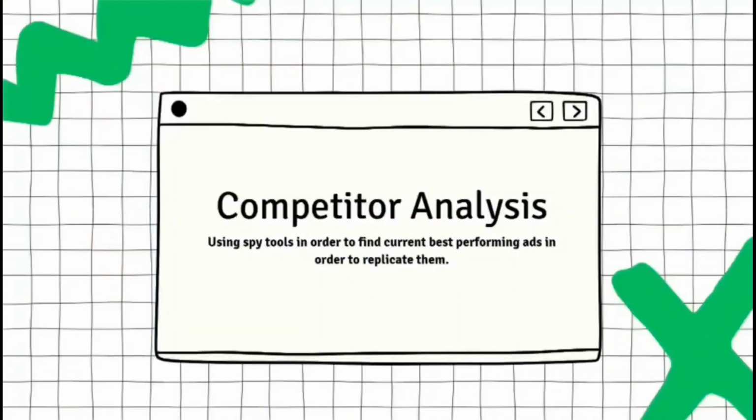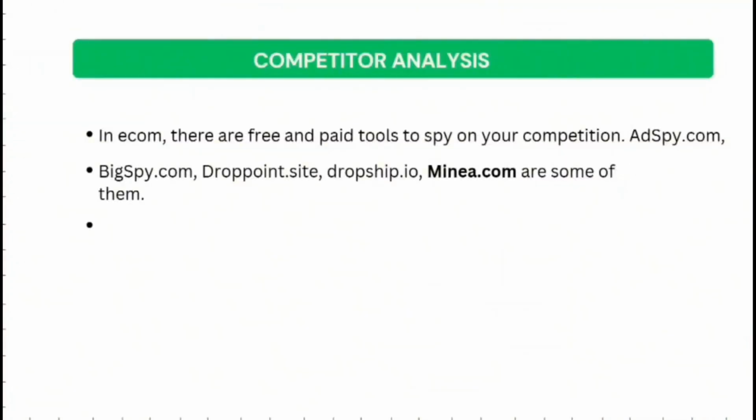So guys, let's move on to the third part, competitor analysis. For competitor analysis, you typically use spy tools, which are online platforms or software where you can easily find the best performing ads and identify which products are currently in high demand, those for which people are creating a lot of ads. Guys, you'll find plenty of both free and paid tools available there to spy on your competition.